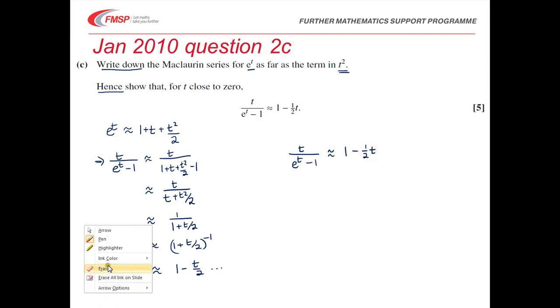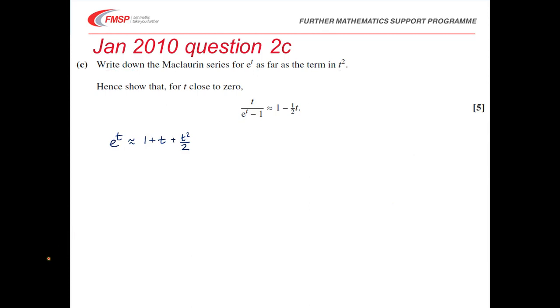Let's have a look at the mark scheme for that question. So there's 1 mark for writing down the Maclaurin series from the formula book. There's a method mark for substituting that series into the expression, an accuracy mark for doing a little bit of tidying up on that. There's then a method mark for using the binomial expansion, and an accuracy mark for completing the whole argument convincingly.